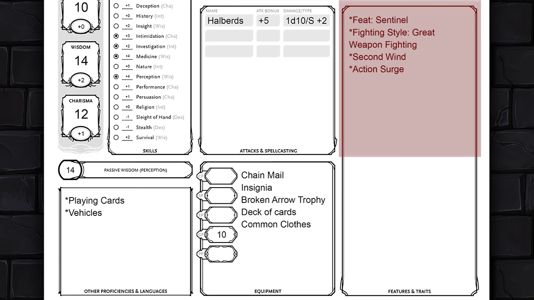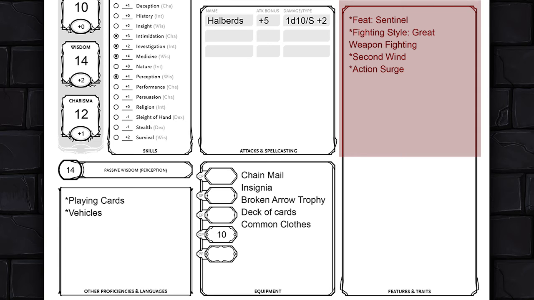So, let's say in Bob's case, you start off as a human. That means that, in our case, that's a variant human. So he's going to have a feat. And just because Bob is a sentinel, you know, he's going to take the sentinel feat. Obviously, that's just his thing. He's got a heart of gold, and that's just who he is.